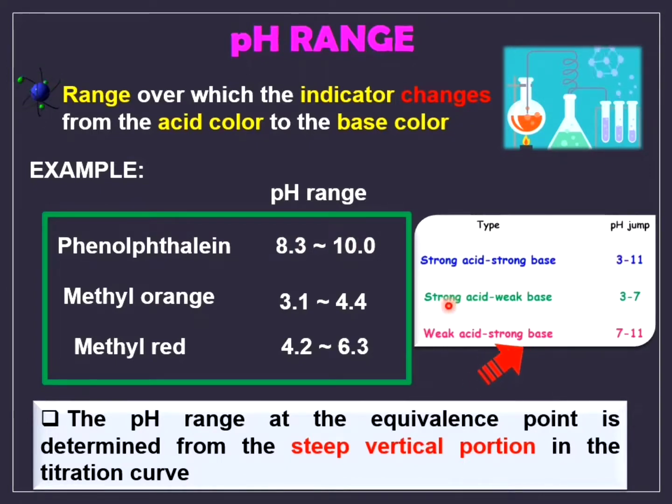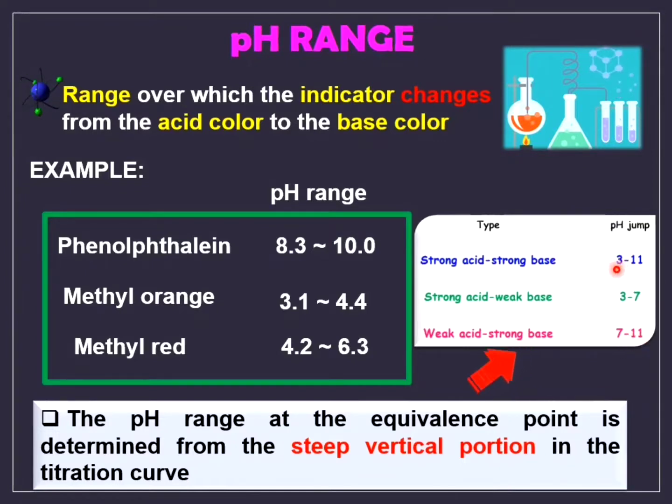So if you use strong acid and weak base titration, the pH jump is 3 to 7. So the suitable indicator that you need to use is either methyl orange or methyl red only. You cannot use phenolphthalein. Okay, it is not suitable.